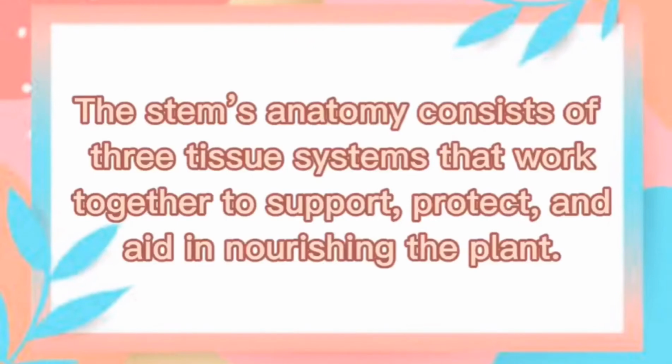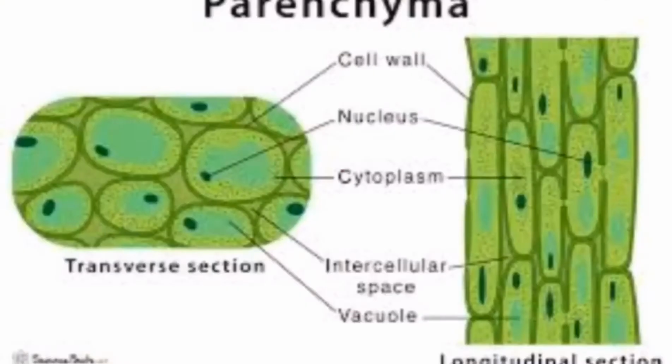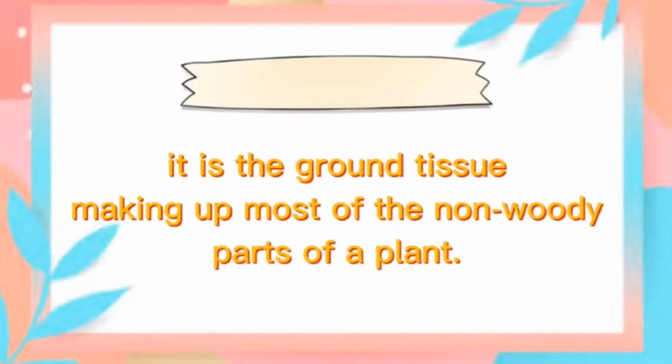The stem's anatomy consists of three tissue systems that work together to support, protect, and aid in nourishing the plant. The stem has three simple cell types: the parenchyma, collenchyma, and sclerenchyma cells. These are responsible for metabolic functions, repairing and healing wounds, and storing starch. As you can see, the parenchyma has a transverse section and longitudinal section. Both sections have a cell wall, nucleus, cytoplasm, intercellular space, and vacuole.